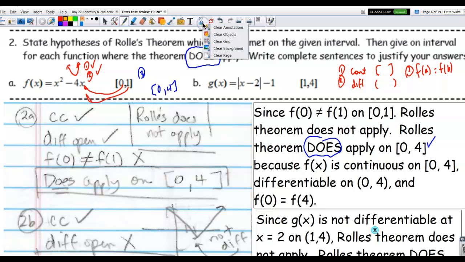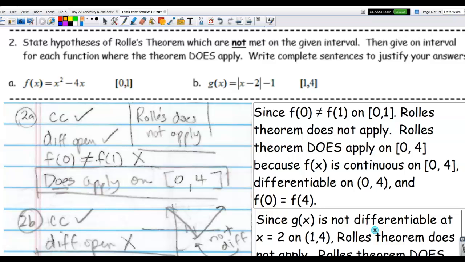All right, let's clear that and go to number 2, clear the annotations. In number 2, I have an absolute value function, and we know this absolute value function is shifted to the right 2 and down 1. We obviously see that V shape happening, so there's a sharp turn here, so there's no derivative. And the interval is from 1 to 4.